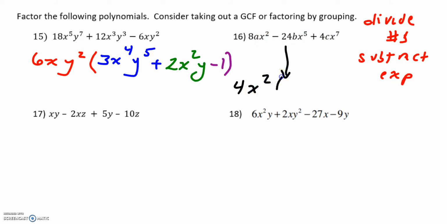So I can take x squared out, and if I do so, I'm left with, let's see, 8 divided by 4 gives me 2, and I'm left with a, but if I take x squared out of x squared, that's gone. So my first term is now just 2a, minus, take 4 out of 24, and negative 24, that is a negative 6, b, take 2 x's out of 5, I'm left with 3 of them, and then if I take 4 out of 4, I'm left with 1, because 4 divided by 4 is 1, c, if I take 2 x's out of 7, I'm left with 5.